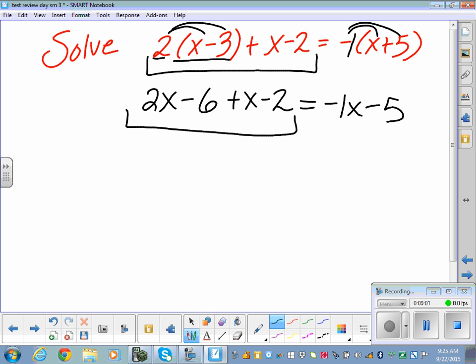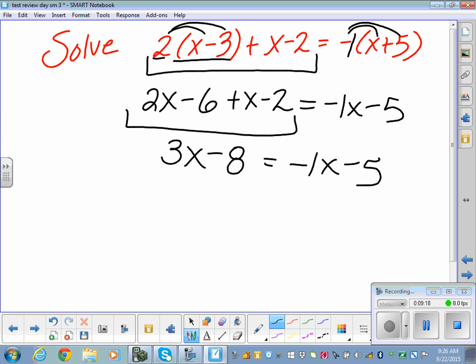So we'll have 2x plus x, which is 3x. And then negative 6 minus 2 is negative 8, which is equal to negative 1x minus 5. And then from here, we're going to move x's from one side of the equation to the other. And we'll just go through and simplify this. Now, don't just float it over. You've got to use the correct operation.